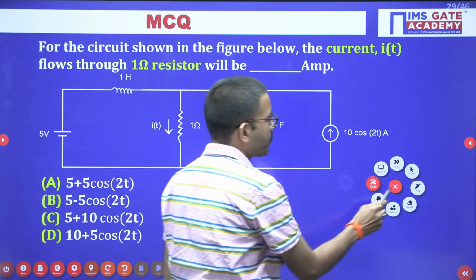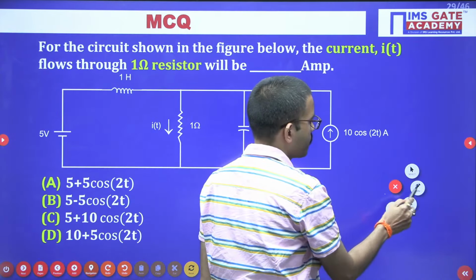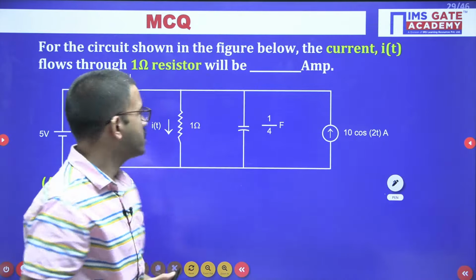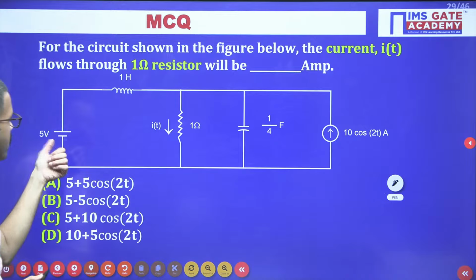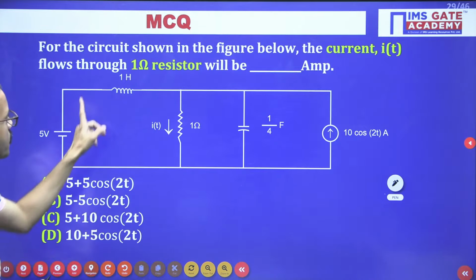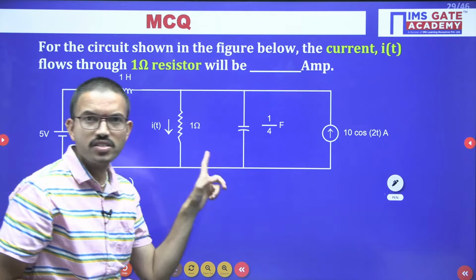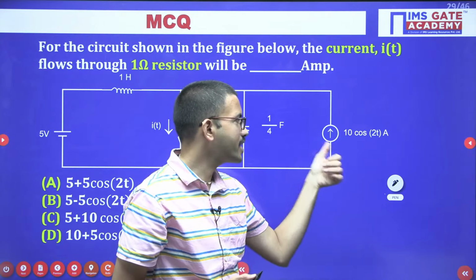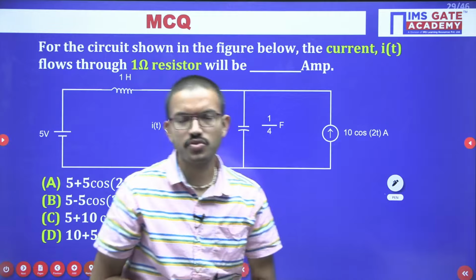Yeah, time up. See, just observe the circuit diagram. Here you are having a 5 volt source, that is a DC source. You are having inductor, resistor, capacitor, and here you are having 10 cos 2t ampere. Here you are having a current source, but it is an AC source, right?